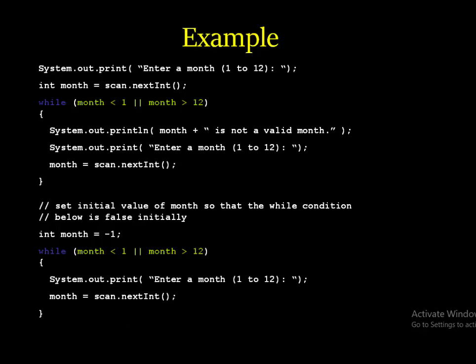This is a logical or. If any one of the conditions is true, then the block will be executed. This condition is true, and that condition is false. That means the block will be executed. So it will print a statement: enter a month from 1 to 12. It is just an instruction to the programmer to enter the appropriate value for the month from 1 to 12.